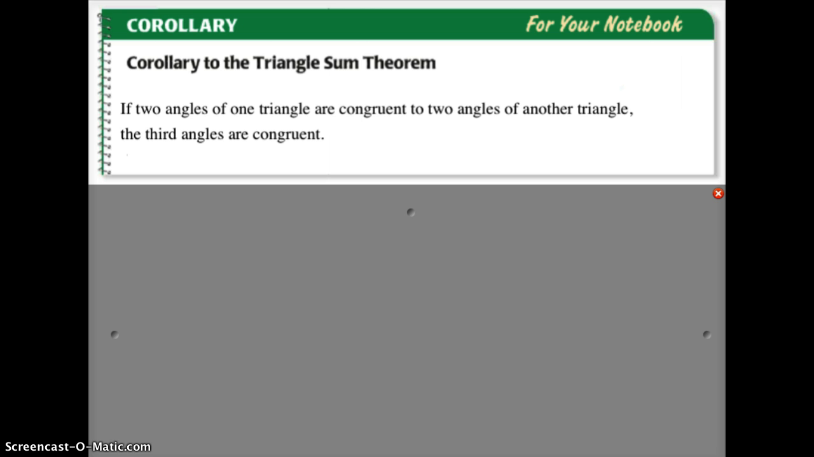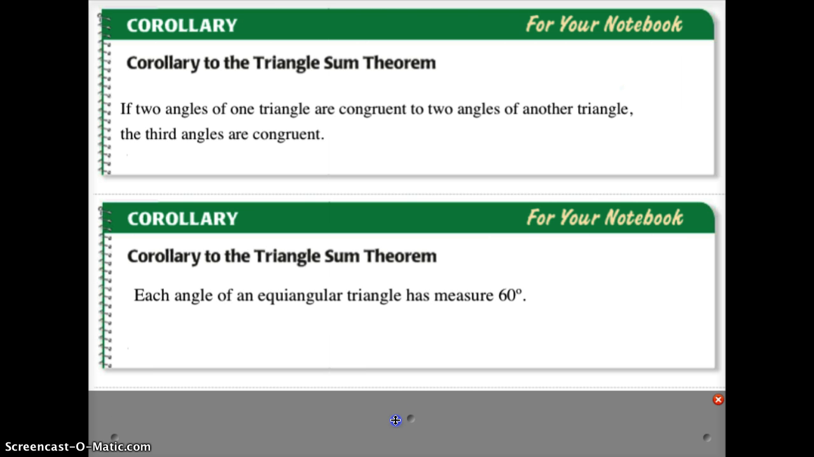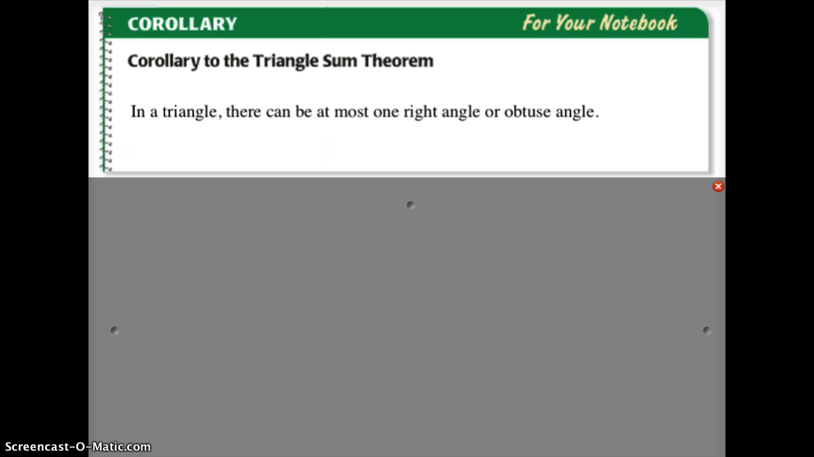The next corollary says if two angles of one triangle are congruent to two angles of another triangle, then the third angles are congruent. The third corollary says that each angle of an equiangular triangle has a measure of 60 degrees. The fourth and last corollary says in a triangle there can be at most one right angle or one obtuse angle. Please make sure that you have written down all four corollaries. Those corollaries will be proven in class tomorrow.